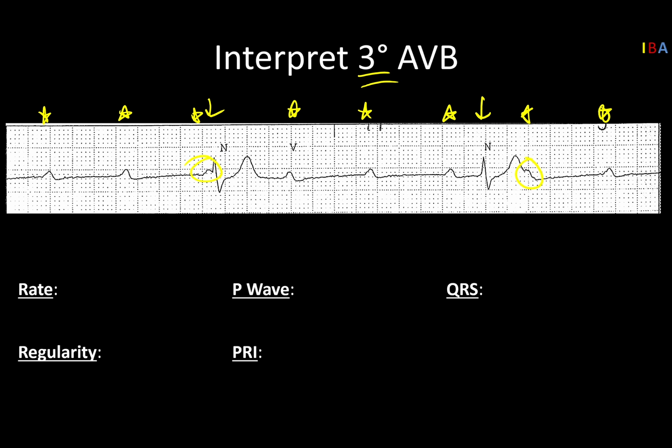If you did all the measurements, you'd see that these P waves happen at exactly the same distance from each other throughout. But then you've got these QRSs that the distance between each one of them would be consistent over and over again. And that's what makes third degree so dangerous, is that you just have such a low heart rate that that's where your real danger is at. But this is what third degree heart block looks like, or at least one example.